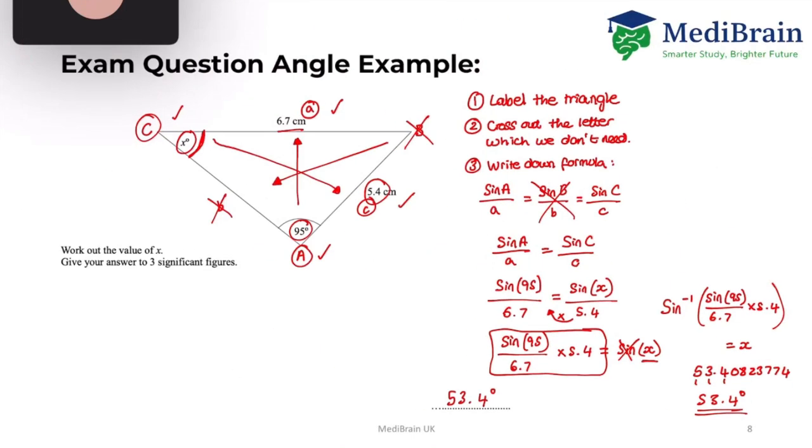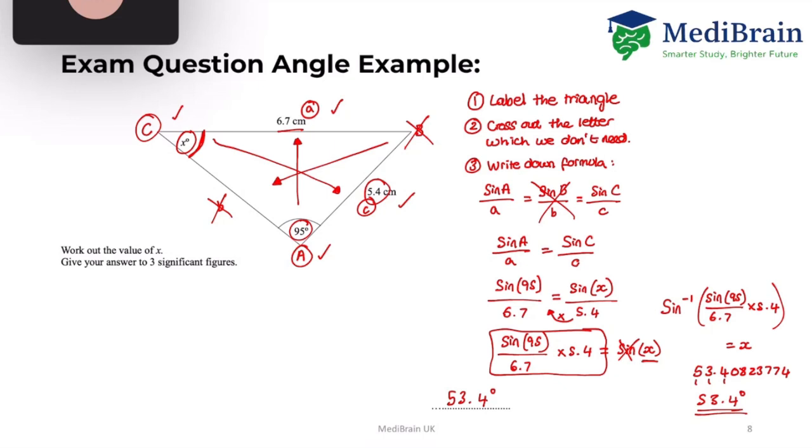Okay, so just to reiterate, if you have any questions, let me know on working out the angle. When we're working on the angle, we label the triangle, same thing as normal. We cross out the letter which we don't need, same thing again. Keep the one with the x. You write down the formula and you scrub the one that you don't need. You substitute into the formula. You rearrange to get sine x by itself.